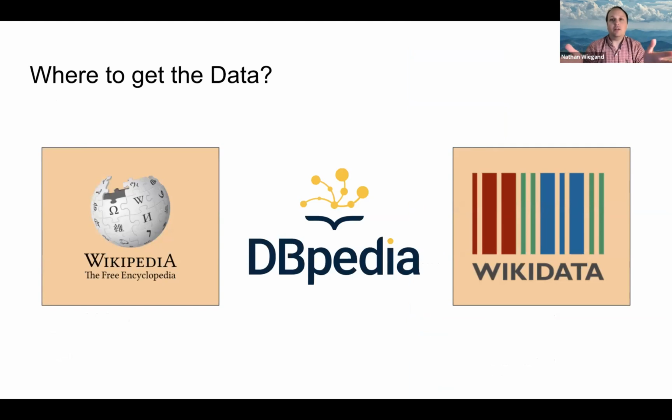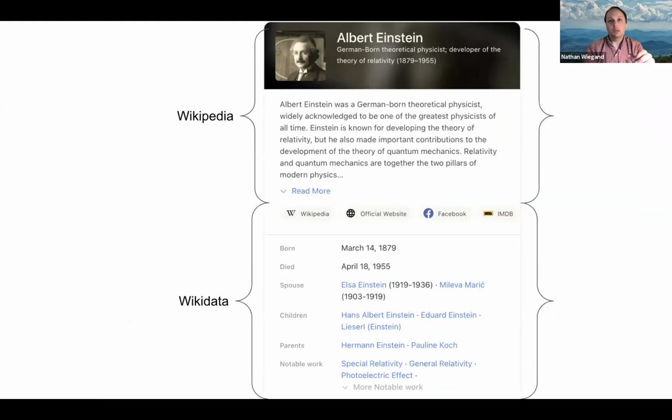So given this, we've decided to go with both Wikipedia and Wikidata. Specifically, we're going to use Wikipedia to get the summary, the short text at the top, and the thumbnail. And we're going to use Wikidata to get the facts that we render at the bottom.